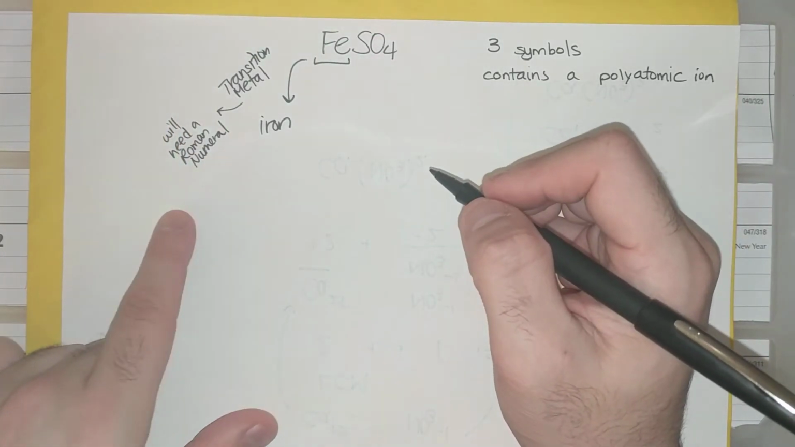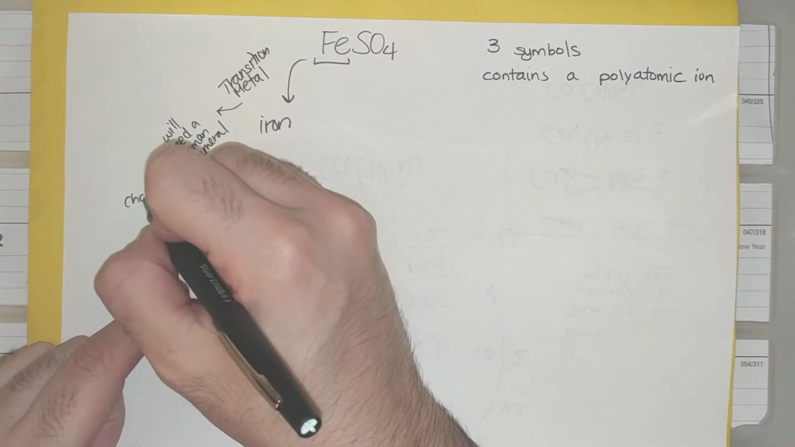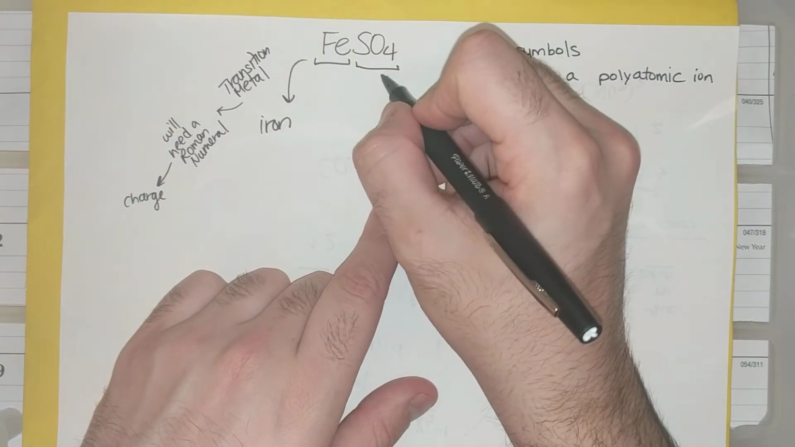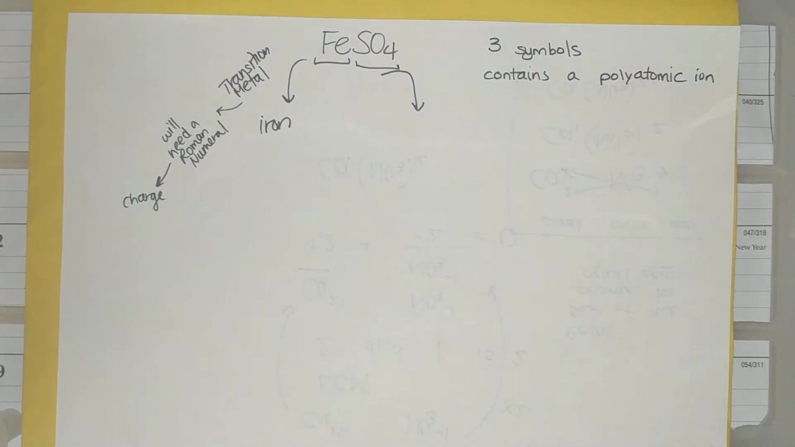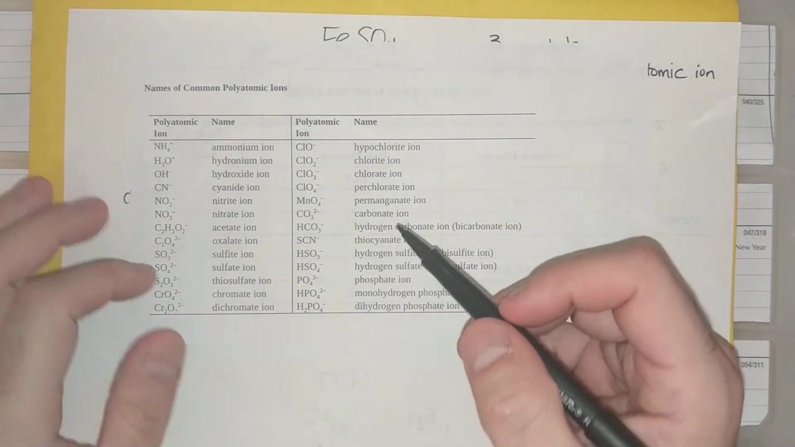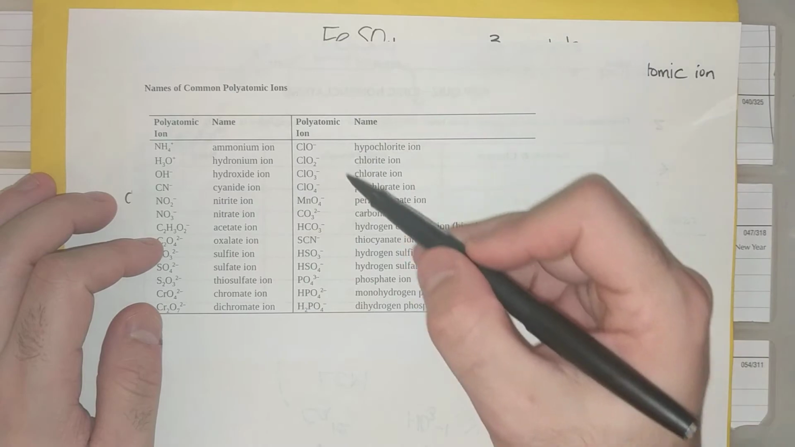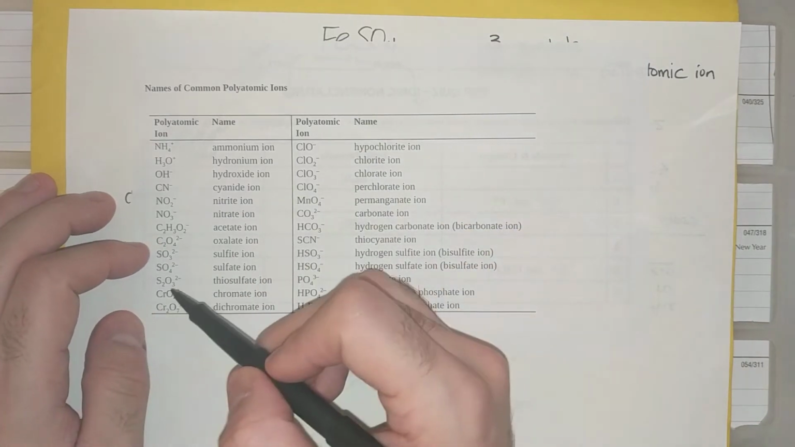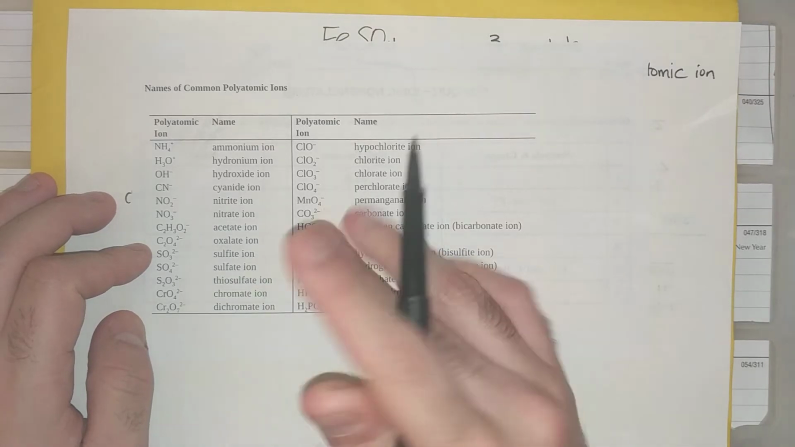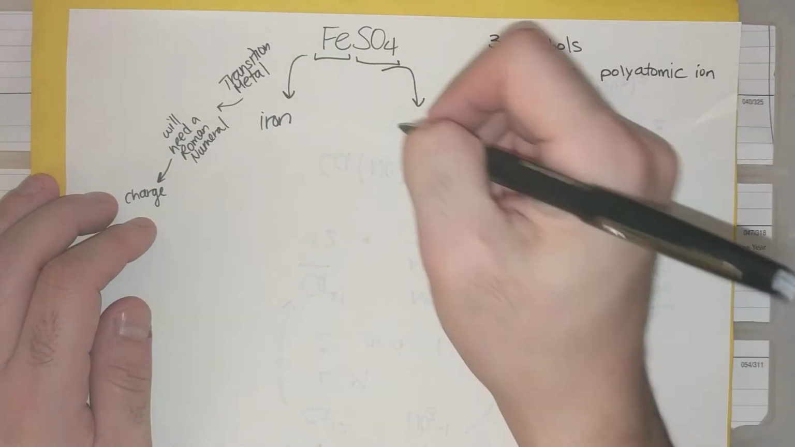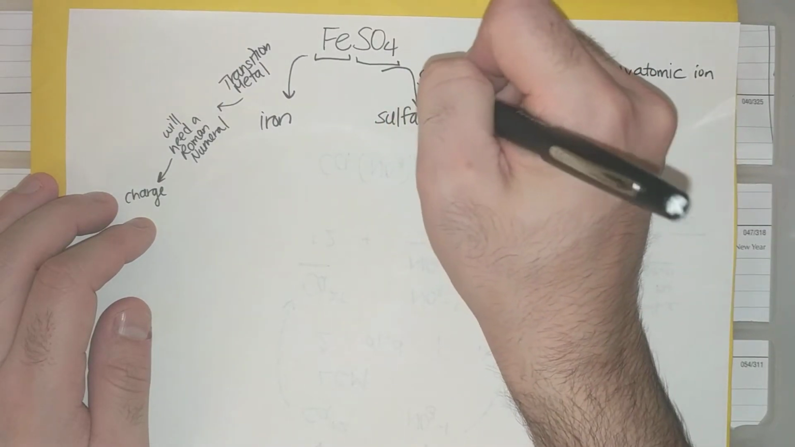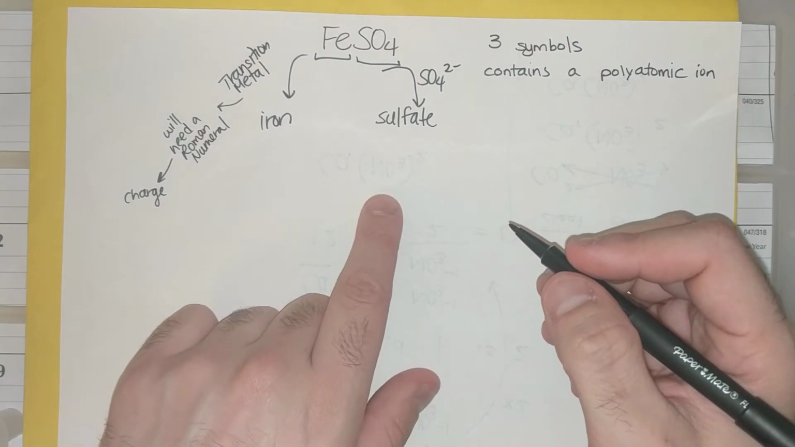And what does the Roman numeral tell me? The charge. I don't know the charge yet. Let me look at this SO4 business. This is what's left over. If I look at a table of polyatomic ions and I look for SO4, SO4 is right here. SO4 has a -2 charge. That's the sulfate ion. So this is the sulfate ion, and it's SO4 2 negative.